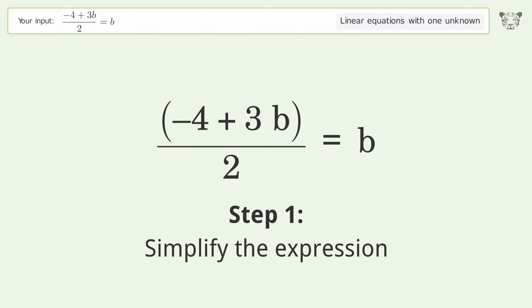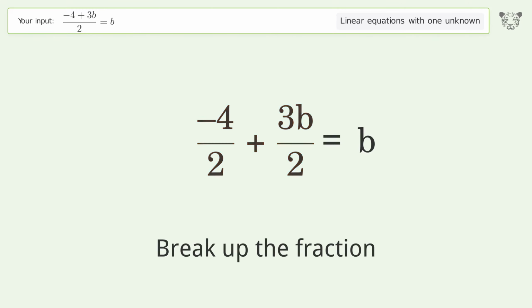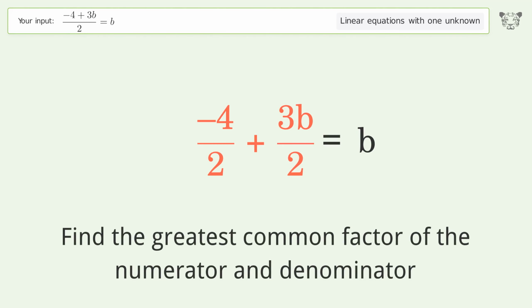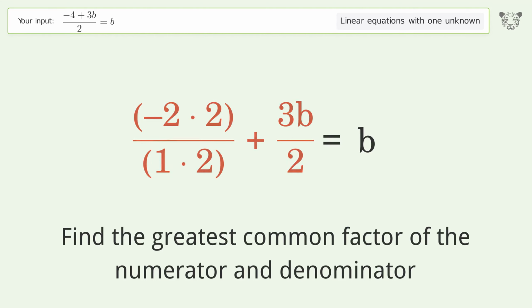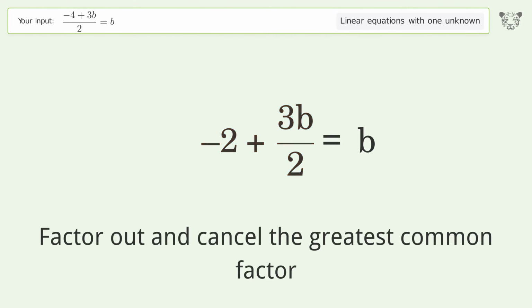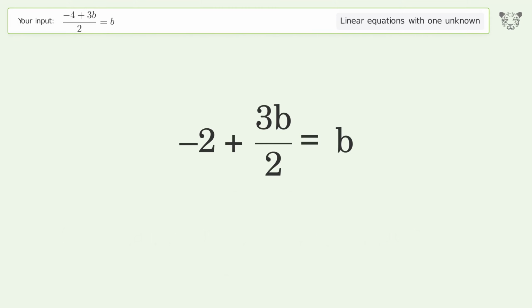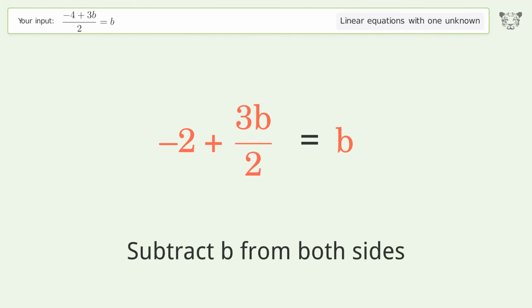Simplify the expression. Break up the fraction. Find the greatest common factor of the numerator and denominator. Factor out and cancel the greatest common factor. Group all b terms on the left side of the equation. Subtract b from both sides.